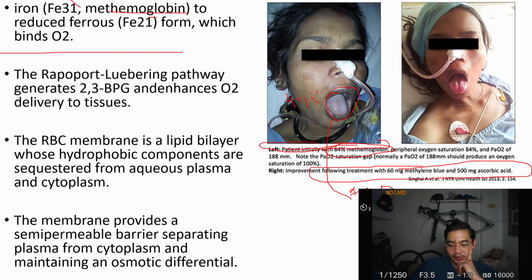Next. So the iron in your methemoglobin is ferric. Then here it is given methylene blue and ascorbic acid. You might get confused by the earlier part. So this is just the function of your methemoglobin reductase pathway.